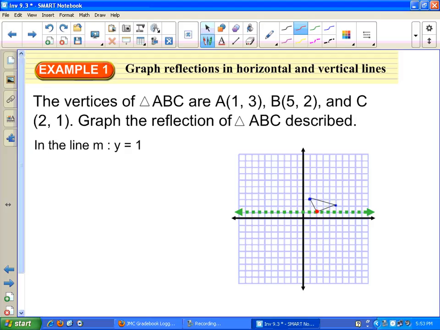Then we got this point (1, 3). So it's over 1. It's going to stay the same distance away. So over 1, and it's 2 up from the line, so we'll go 2 down. We got this last point over here at (5, 2). So we'll go over 5, and it's 1 away from the line, so we'll go 1 down from the line. And then we'll play a game of connect the dots. Oh, wrong line. I'm sorry.